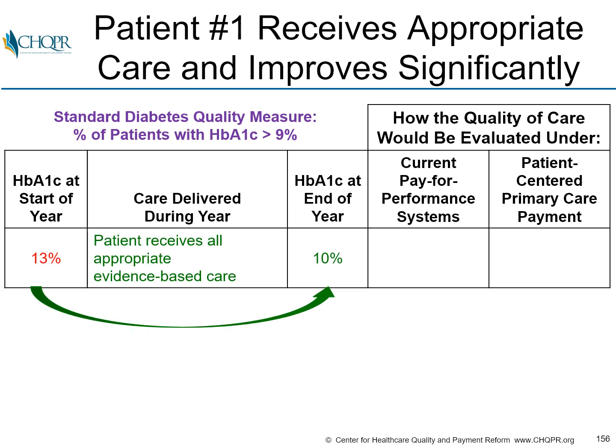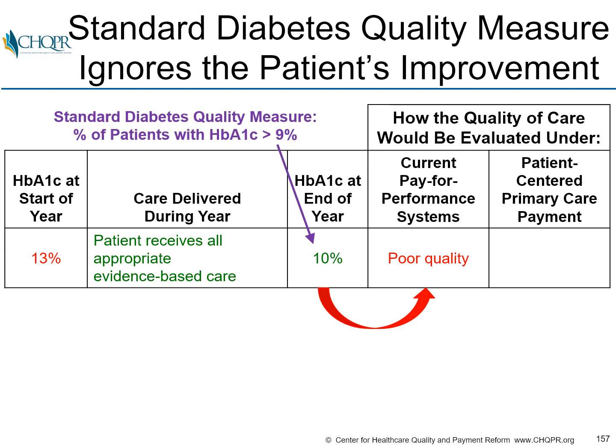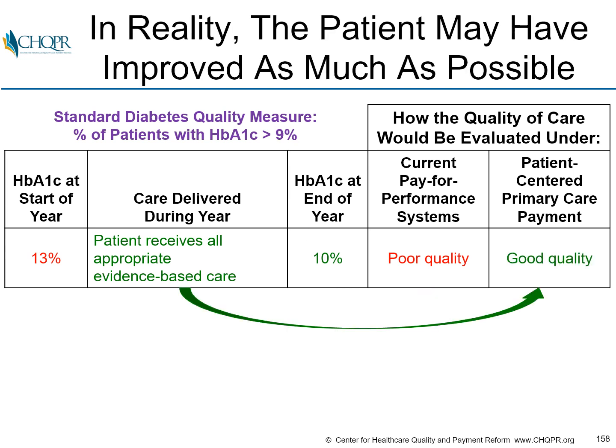The first patient is a new patient who joined the primary care practice at the beginning of the year with a very high HbA1c score. The primary care practice provided all of the appropriate evidence-based care to the patient during the year and successfully reduced their HbA1c to 10% by the end of the year. Under standard pay-for-performance systems, the practice would be penalized because the patient failed to meet the arbitrary 9% standard in the quality measure, even though the patient experienced a more than 20% improvement in their blood sugar levels. In contrast, under patient-centered primary care payment, this would be viewed as good quality care because the practice had delivered all evidence-based care and the patient had improved as much as possible.